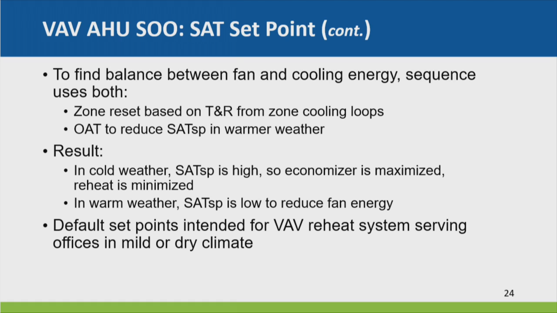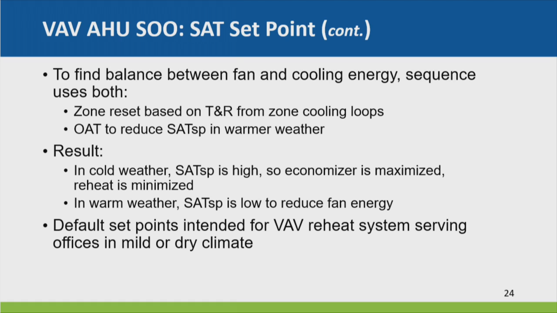In real life, we can't do that, right? We don't know what the loads are, so you can't get there. So what we do is we gradually say, does anybody need colder air? No? Okay, I'll make it a little warmer. Does anybody need colder air now? No? Okay, I'll make it a little warmer. And that's called trim and respond. And then somebody says, yeah, I need colder air. You say, okay, fine, and you drop it down.